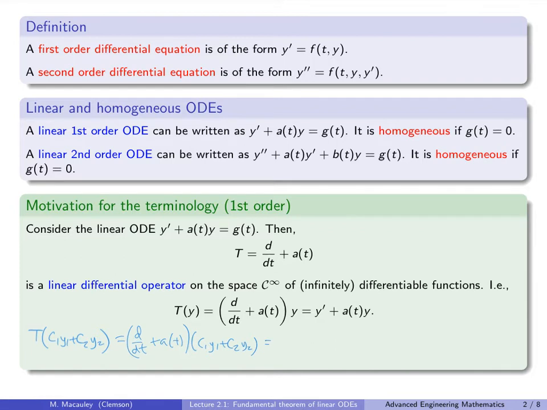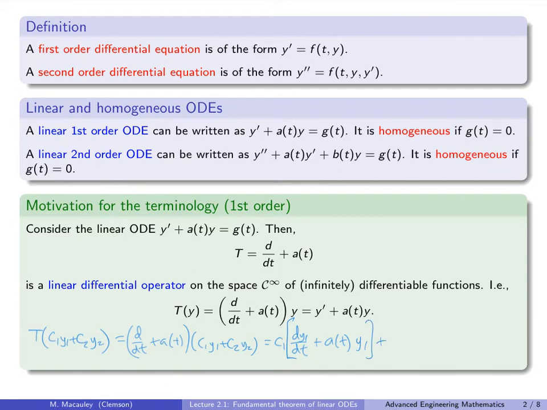So now we can multiply this out just as if we would a polynomial. The operator attaches to the function. So if we do that, let's do the first two terms, the first term here and the second term here. So we get c1 dy1 over dt plus a of t times c1 y1. Well, I'm just going to put brackets here. So a of t times c1 times y1.